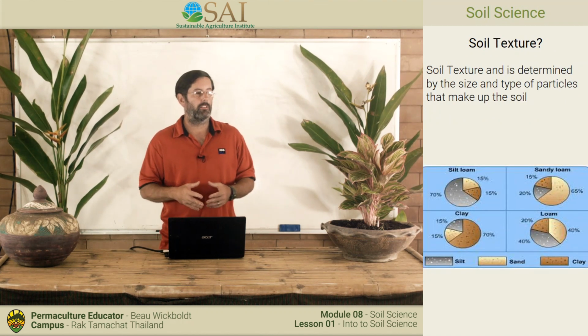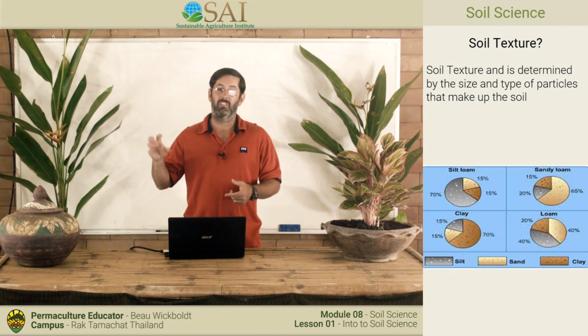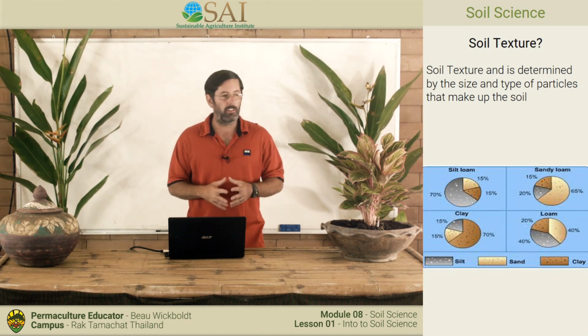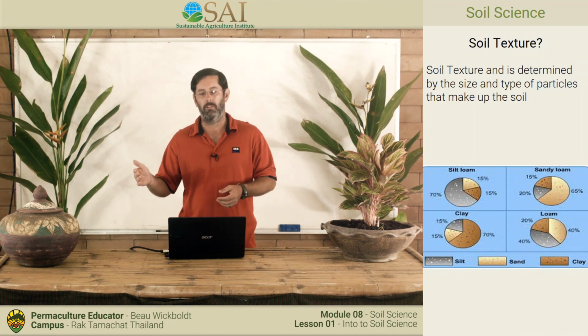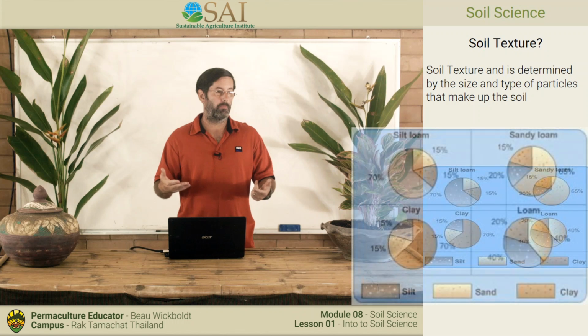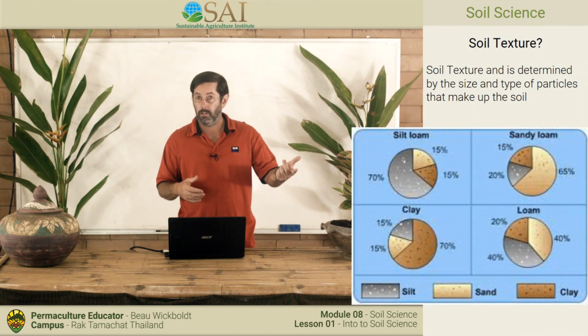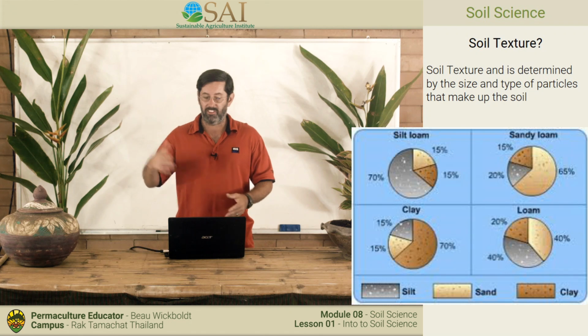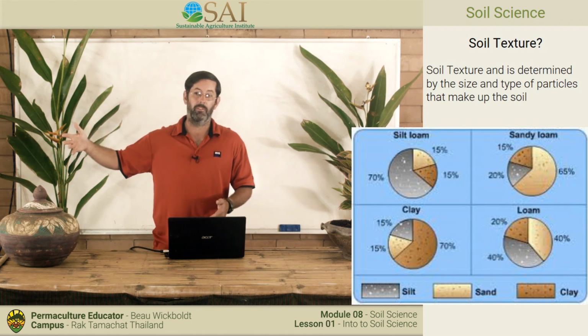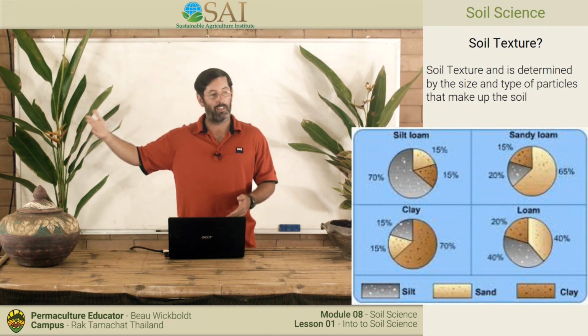This brings to the concept that soil scientists will describe the soil texture. So what is its composition and what is the texture? Soil texture is determined by the size and the type of particles that make up the soil. So if we describe soil as silty loam, it would be high in silt, so 70% silt. If it's sandy, you may find 65% sand. So that would be a sandy loam.